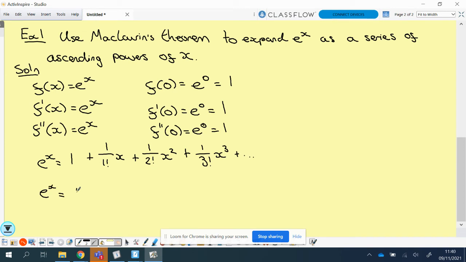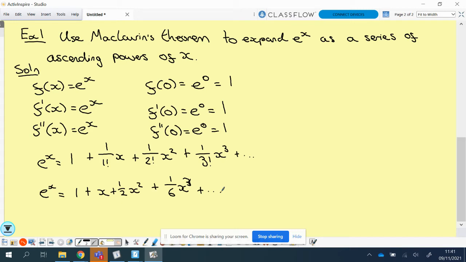And we would just tidy that up by using our factorials. So it's going to be 1 plus 1 over 1 factorial, which is just 1, so x there. 1 over 2 factorial is a half x squared plus 1 over 3 factorial. 3 factorial is 6, so it's a sixth x cubed. And then it'd be the fourth power, then the fifth power, and so on. So we have written the exponential function as a power series here using MacLaurin's theorem. Are we okay with that one? Any questions on that? It wasn't the most exciting example, was it? Because nothing changed with the function.